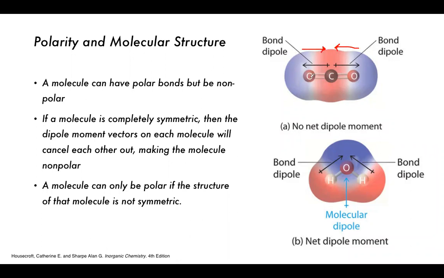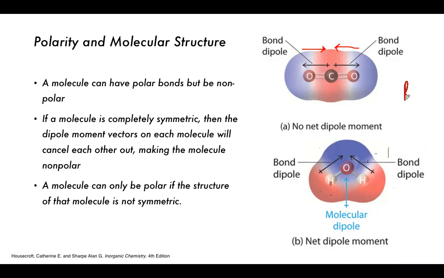So these bonds are both polar. However, because this molecule is perfectly linear, as we know from VSEPR theory, there is no net dipole moment, because the dipole moment which points this way and the one that points in the complete opposite direction, 180 degrees away, cancel each other out. Now, it doesn't always need to be 180 degrees. You can have other molecules which have no dipole moment.